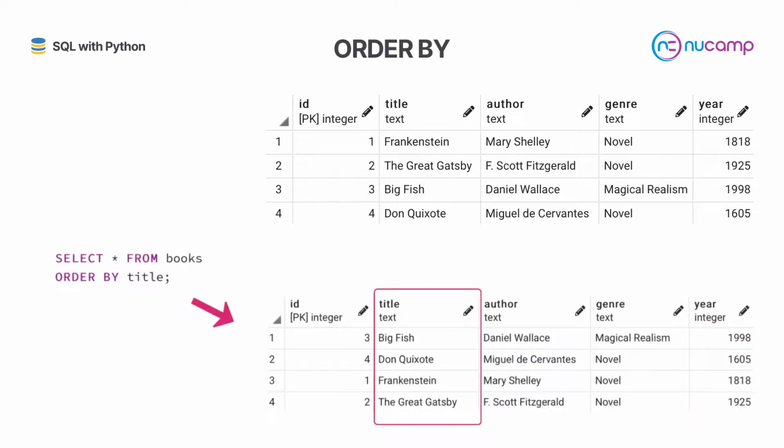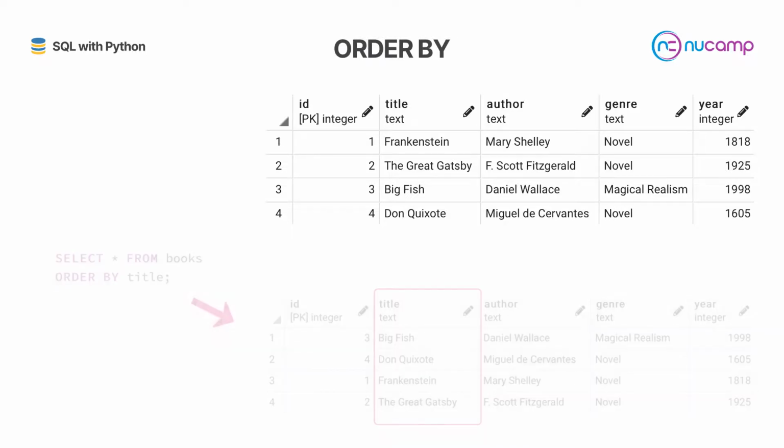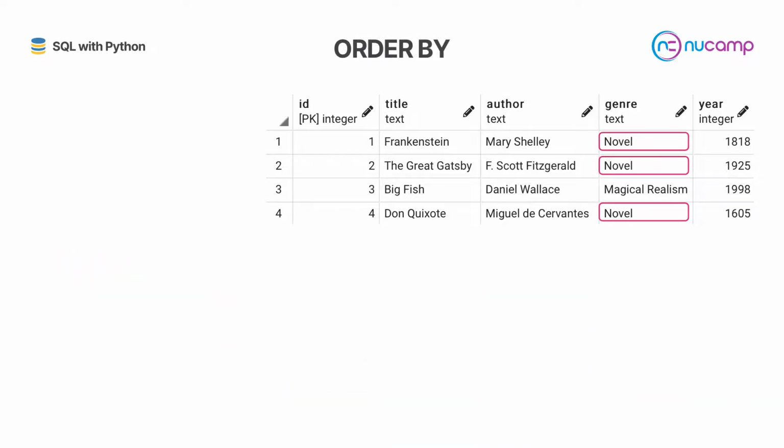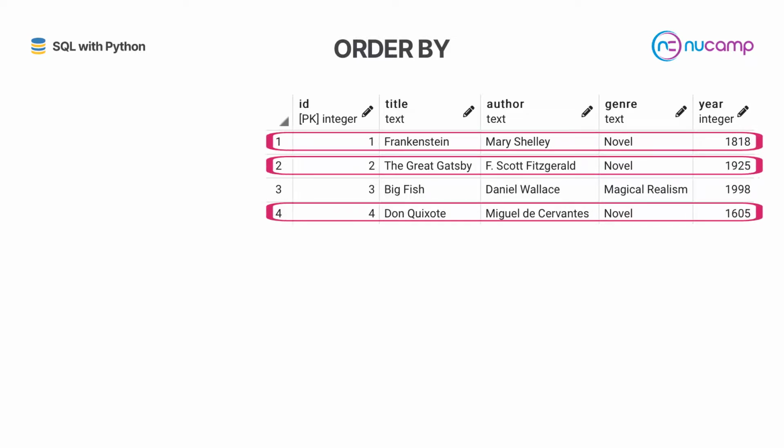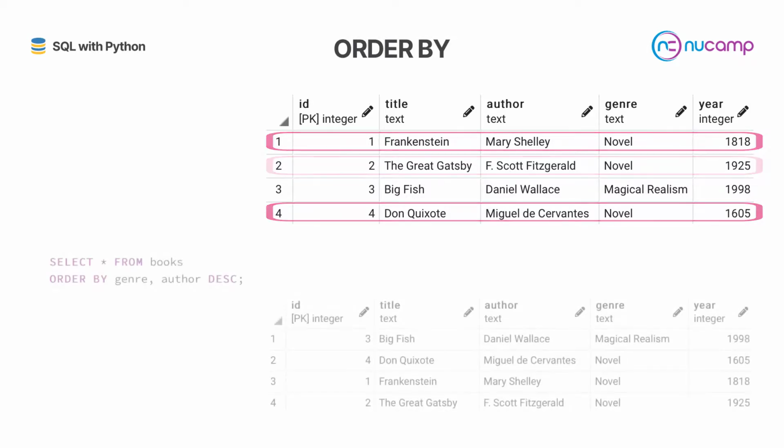When we use order by to sort a text column, such as the title column, the rows are sorted alphabetically. Let's think about this situation. We have 3 books in our table with the genre of novel. That means if we sort by the genre column, these 3 books are tied for the same spot in the sort order. We can add another sort condition to act as a tiebreaker.